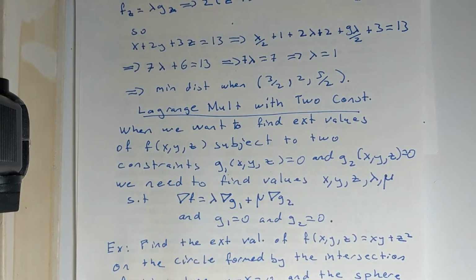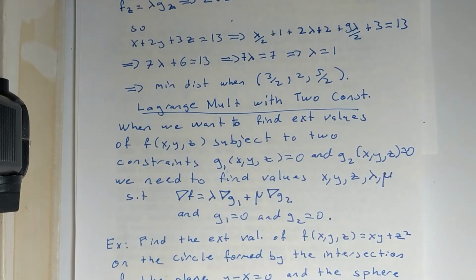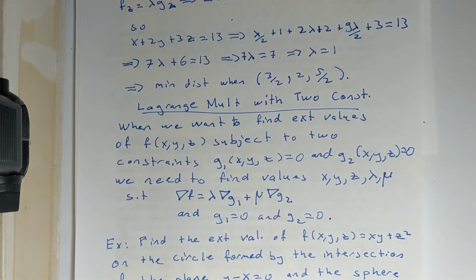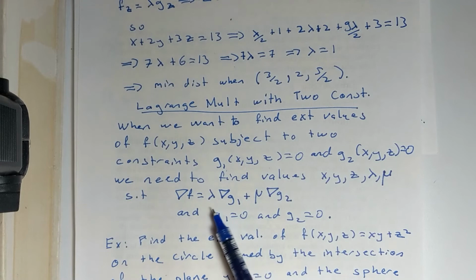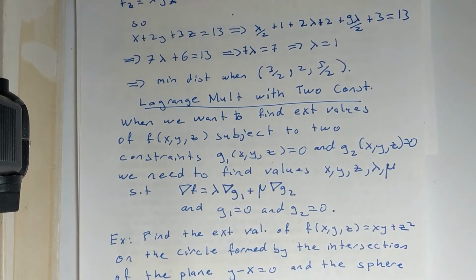So if we go back to the orthogonal gradient theorem, the gradient of f is going to be perpendicular to both of these surfaces at that point. So the gradient of f is going to be a constant multiple lambda of the gradient of g1, and a constant multiple of the gradient of g2. So the gradient of f is basically a linear combination of those.